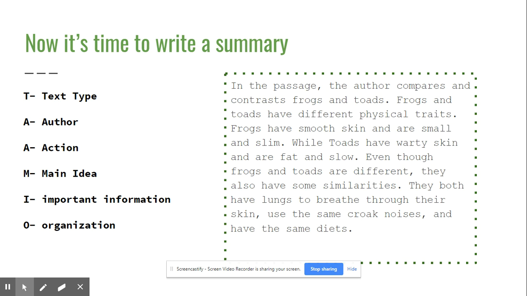So now we're going on to the main idea and important information from the TAMIO strategy. So then we're going on to what the text told us. Frogs and toads have different physical traits. Frogs have smooth skin and are small and slim, while toads have warty skin and are fat and slow. Even though frogs and toads are different, they also have similarities. And remember, this is from the text. We're just rewording it in your own words. They both have lungs to breathe through their skin, and they use the same croak noises and have the same diets. Again, I added the main idea from the text, important information from the text, and then the O for organization. Remember, those are just keywords that we're using throughout our summary that help us figure out that the text is compare and contrast.